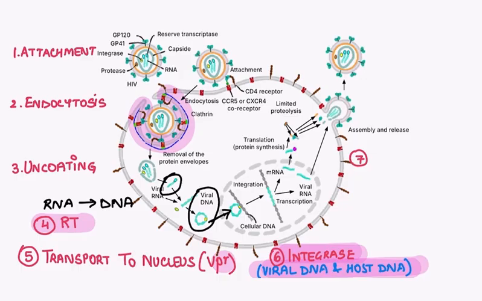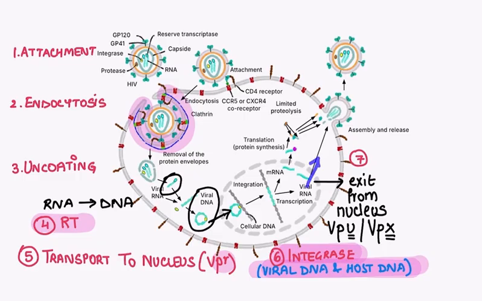And finally, once the integration has been done, the nucleus work is over. Now it's time that it takes an exit from the nucleus. And how does it take an exit from the nucleus? Please note these 2 things, because this is where students mess up. To exit from the nucleus, it will require VPU for HIV-1, or it will require VPX for HIV-2, because U is for unloading and X for exit. So this is how it is going to exit from the nucleus.